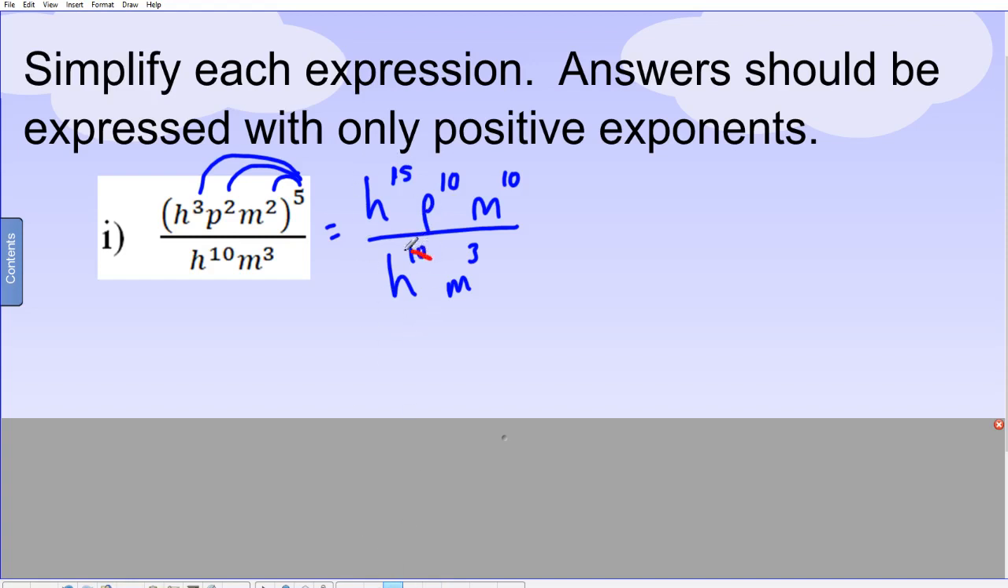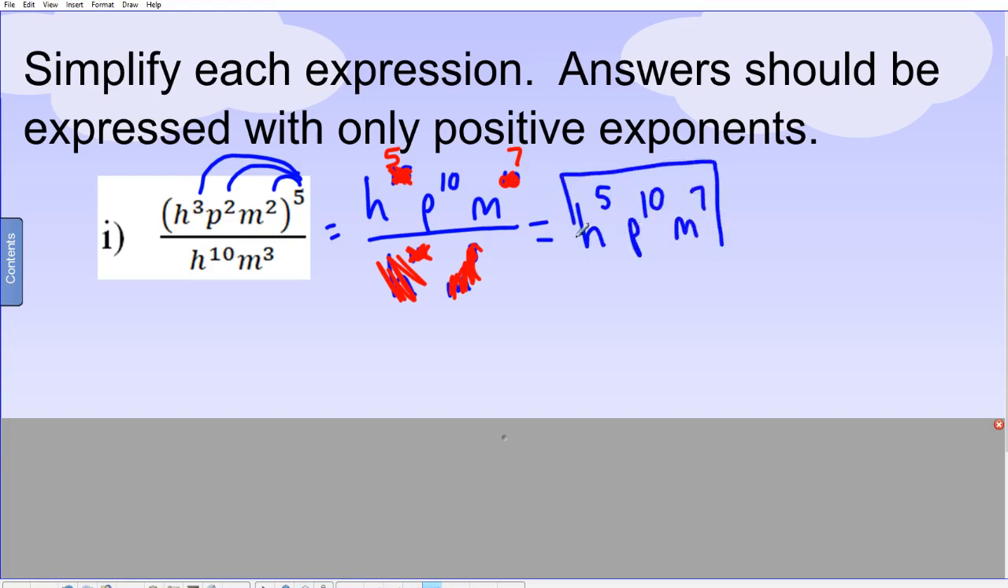I can cancel 10 of them here and 10 of them here. So if I cancel 10 here and 10 here, I'm left with 5 up top and none down below. For my m's, I can cancel 3 of them here, 3 of them here, leaving me 7 left over up top and nothing down below. So my final answer is h to the 5th, p to the 10th, m to the 7th. And nothing on the denominator.